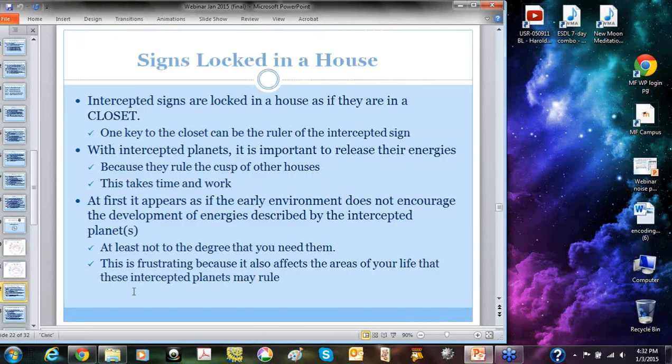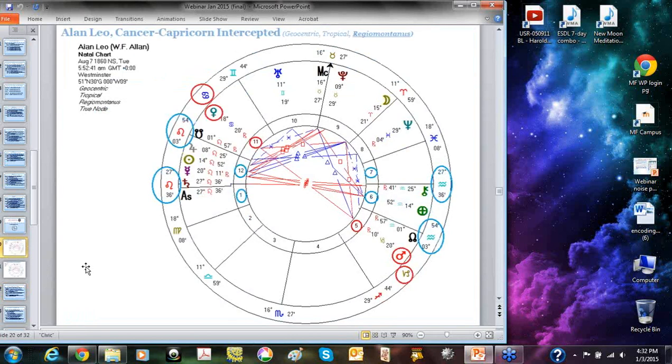Well, the obvious one is to use the key, is to use the ruler of that intercepted sign as one of the keys. So if we go back again to this one, any one of them, doesn't matter. Okay, so the intercepted sign here is Cancer. Cancer's ruler is the moon. We would look for where the moon is. The moon is in Aries. So somehow using that moon will allow that Cancer sign to come out of the closet. That's one way in which we unlock.